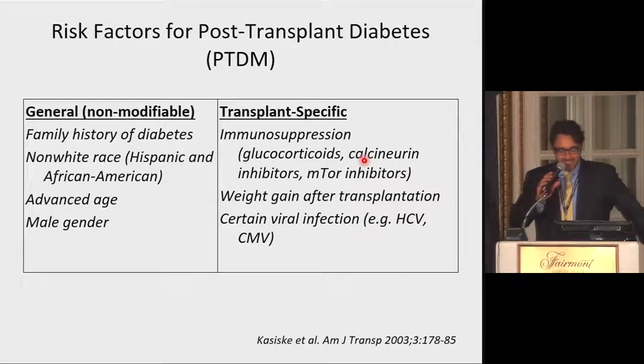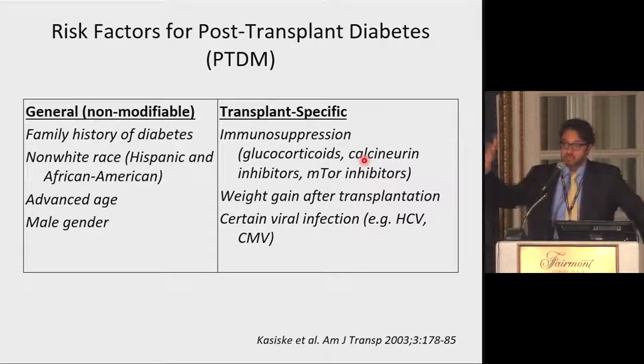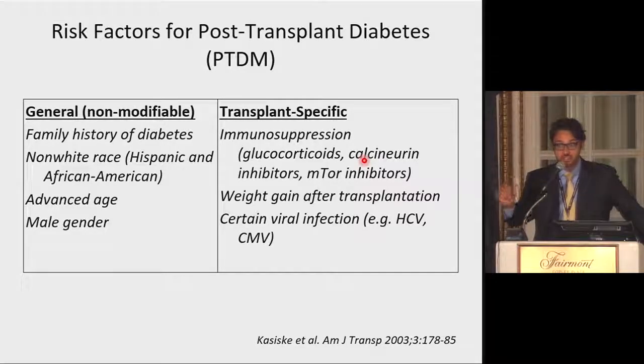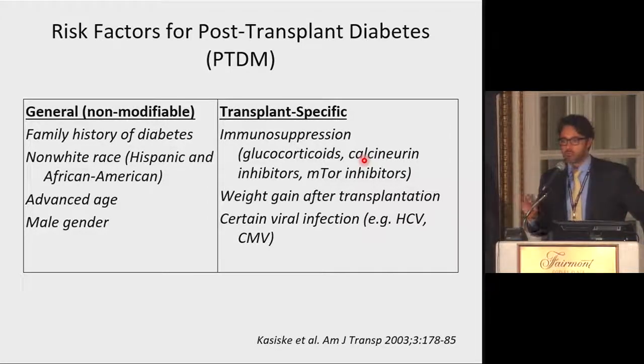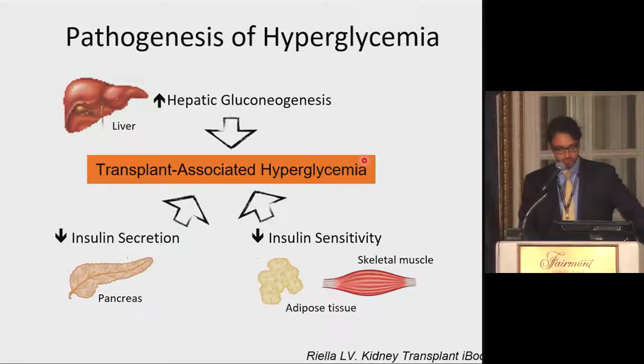We'll see. So immune suppression, all of them may have influence on the glucose metabolism, and we'll show you exactly how. Weight gain after transplant, such as this patient, is critical as a risk factor. And then certain viral infections. Somehow the board also likes a lot of this, and a lot of the questions that you may do are related to this. So HCV and CMV are associated with a higher rate of development of diabetes post-transplant.